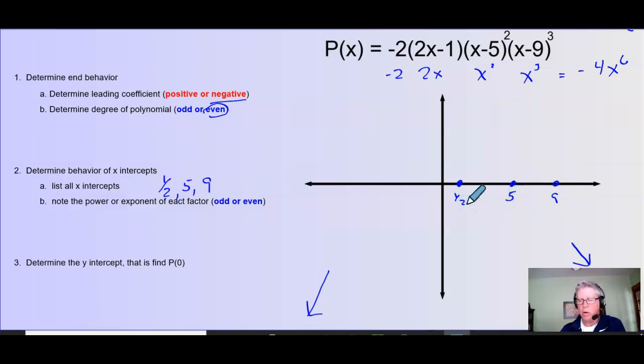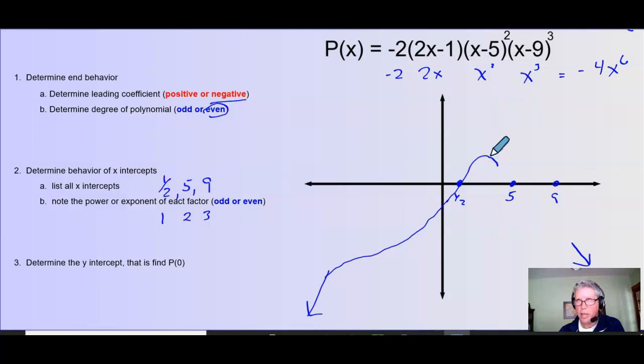And then the power. The exponent of 2x minus 1 is 1, then we have 2 and we have 3. So odd, even, odd. This is how I do it. Do I go through at 1/2 or do I just swoop it? Since it's odd, I go through. And at 5, I get a curve somewhere.